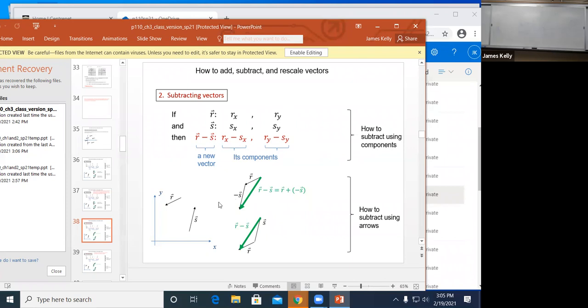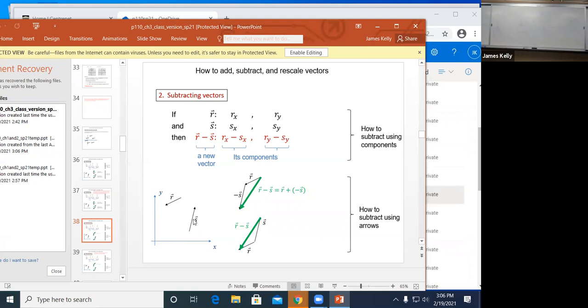Now, for the pictorial way of subtracting vectors, someone gives you a picture of an arrow r and another arrow s, and we want to subtract them. There are, again, 2 different ways you might do it. If I want to take 3 minus 1, I can think of that as 3 plus -1. And we'll find out that the negative of a vector is just the same vector pointing in the opposite direction.